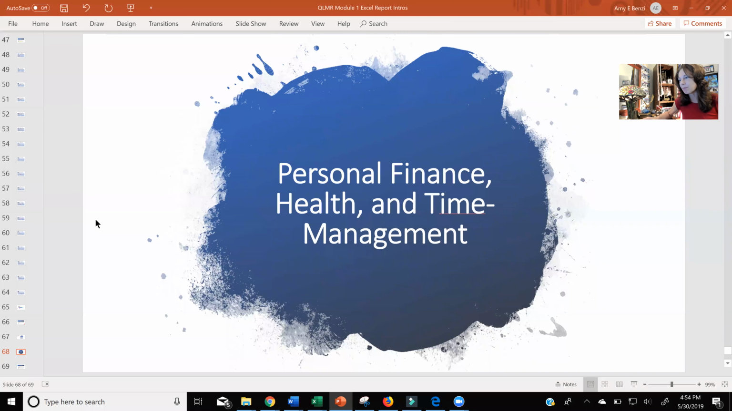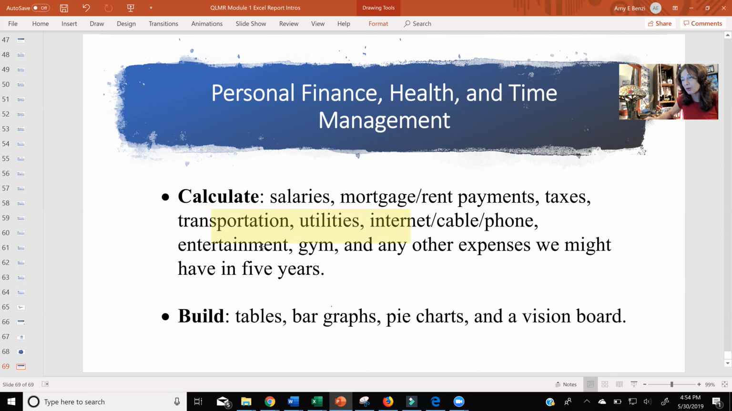We're going to be looking at personal finance, health, and time management. In this scenario, we're going to calculate salaries, mortgage, rent payments, taxes, transportation, utility, internet, cable, phone, entertainment, gym, and basically any other expenses we might see ourselves having in 5 years, which will include our nutrition and our time. Both of those things are money. In this scenario, we're going to build tables, bar graphs, pie charts, and a vision board.